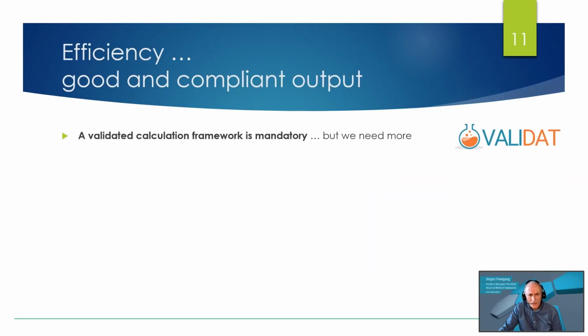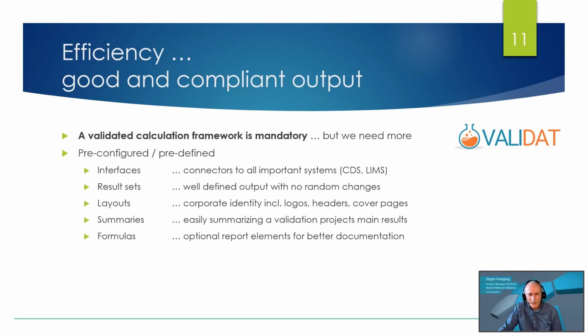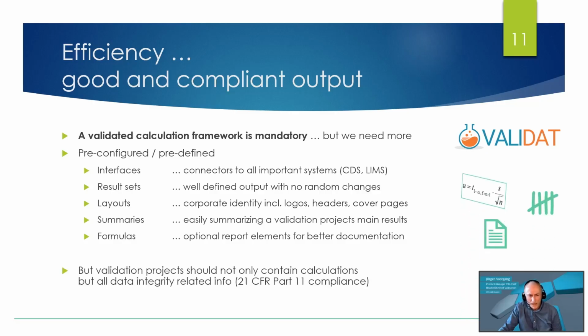A validated calculation framework is mandatory, but we need more. Pre-configured or predefined interfaces that are connectors to all important systems, result sets, well-defined output with no random changes, layouts, corporate identity including logos, headers, and cover pages, summaries, easily summarizing a validation project's main results, formulas, optional report elements for better documentation. But validation projects should not only contain calculations, but all data integrity related info, that is, full 21 CFR Part 11 compliance.